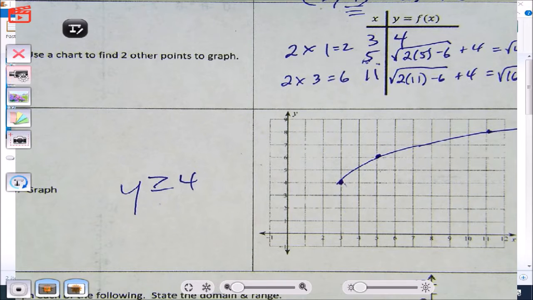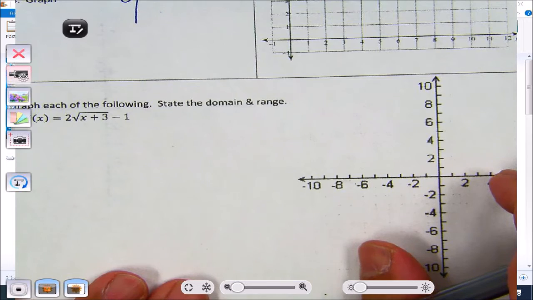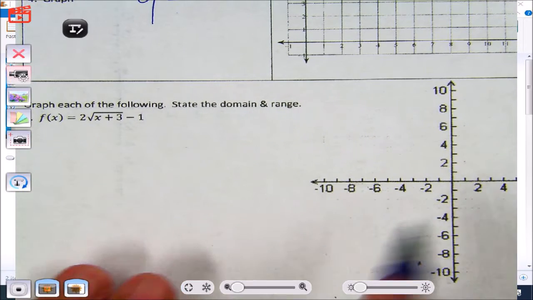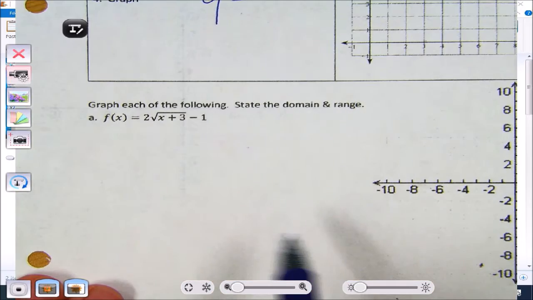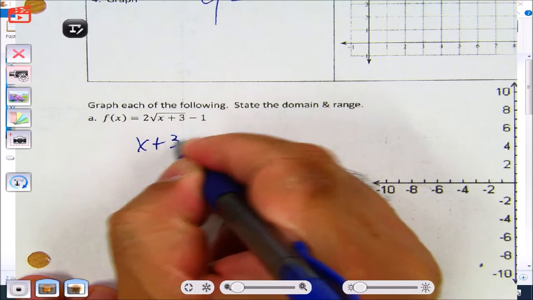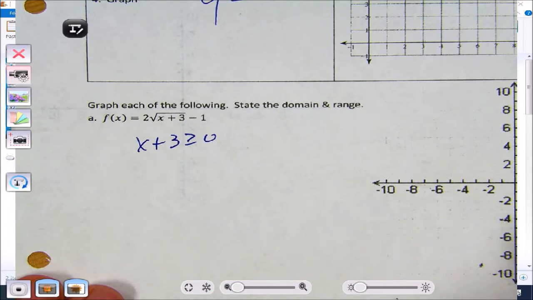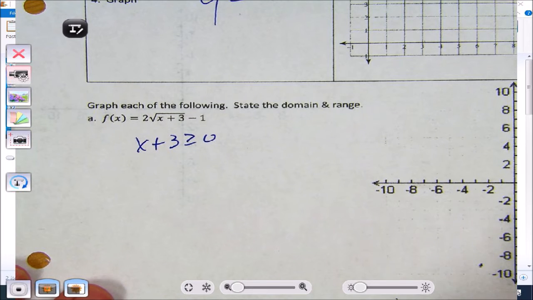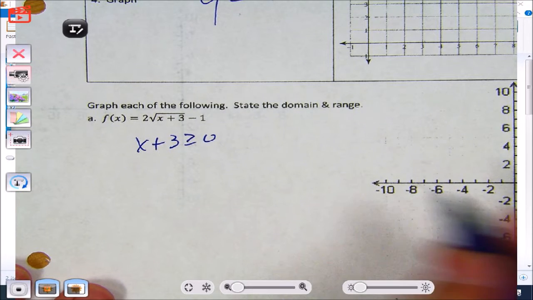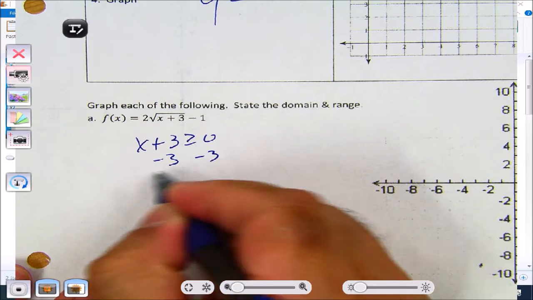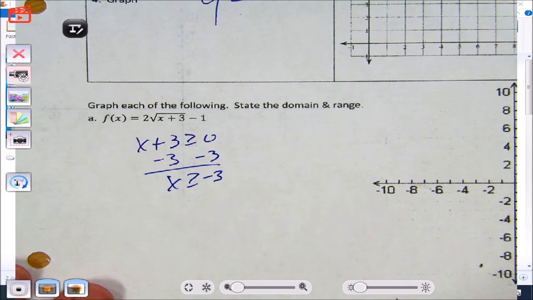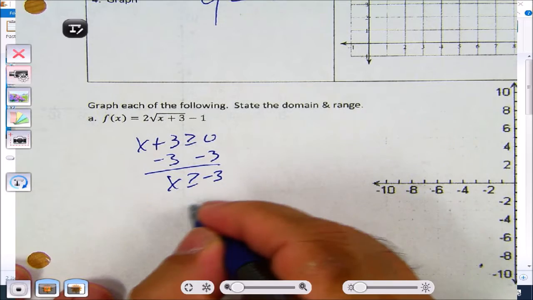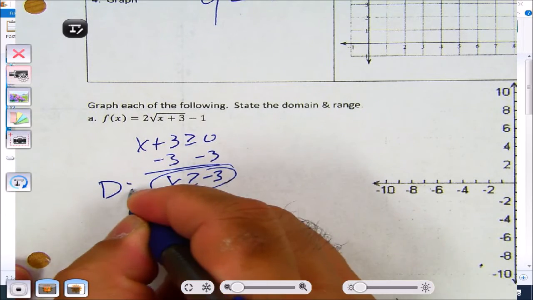All right, ready for example A? Yes. So you set the inside greater than or equal to 0. So you're going to do x plus 3 greater than or equal to 0. How do I solve that for x? x is greater than or equal to negative 3. So that's my domain.